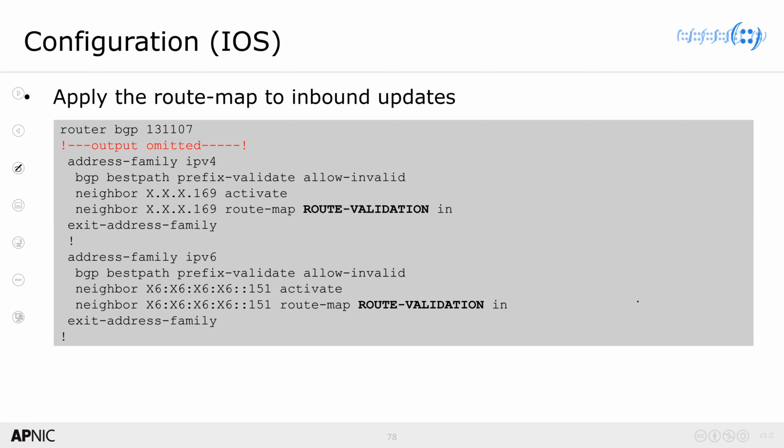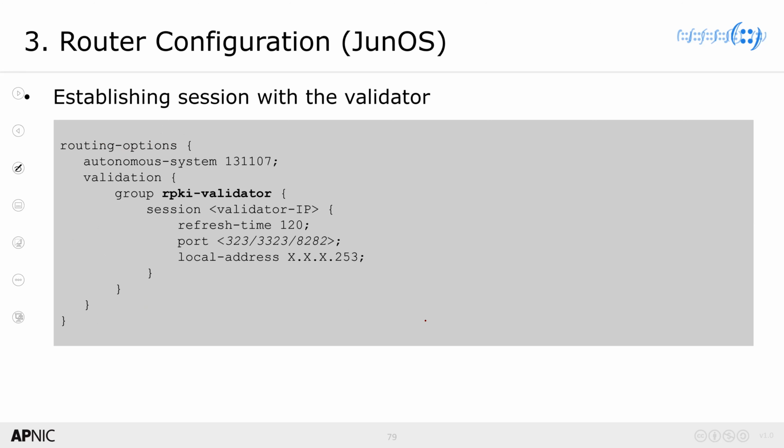Then all you need to do is apply the route map to your BGP session. And don't forget to do it for both address families. If you've got V4 and V6, do it for both. So these are all Cisco examples. Here's Juniper.